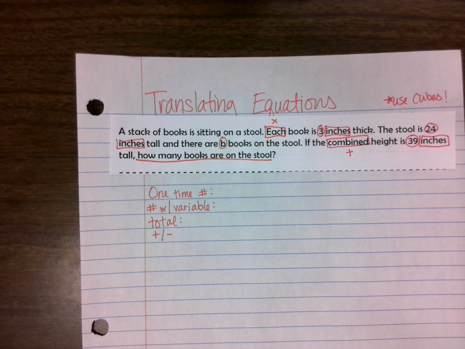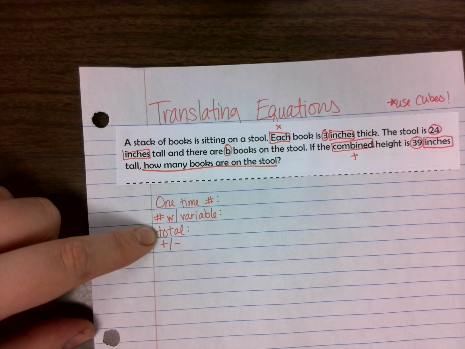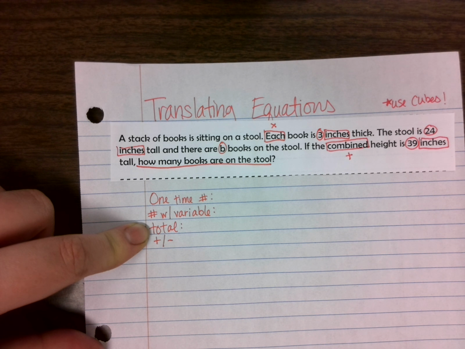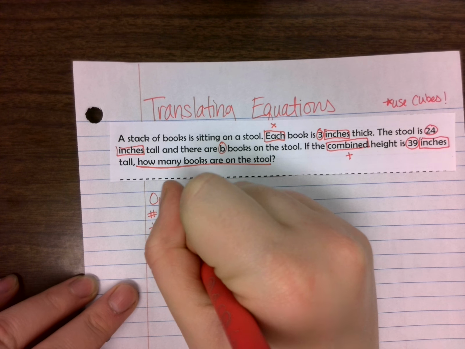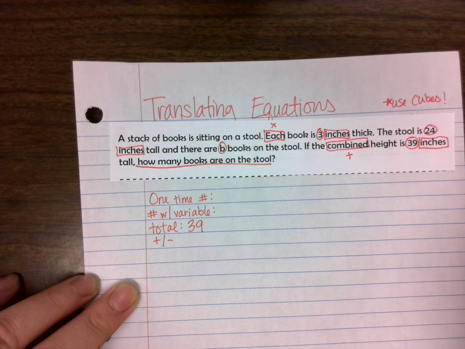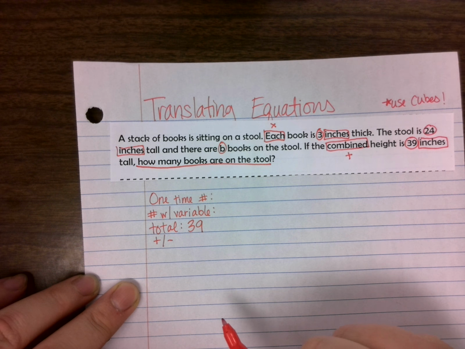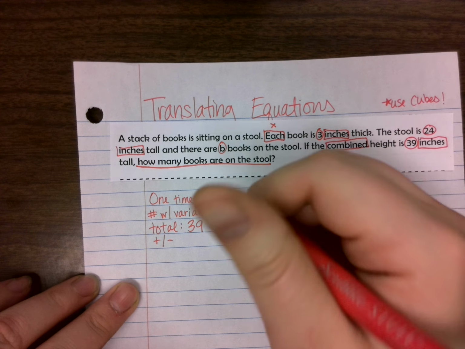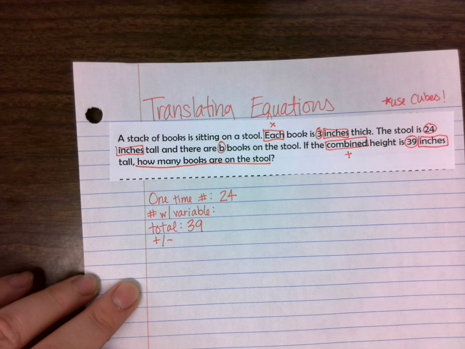In this problem, I think it's usually easiest to start out with your total number. So read through. Which number do you think is going to be the total number? The total number is going to be 39, because the combined height means the total height is going to be 39 inches. From there, let's pick out our one-time number. What number do we only have one time? We only have one stool, so that 24 is going to be our number that only happens one time.